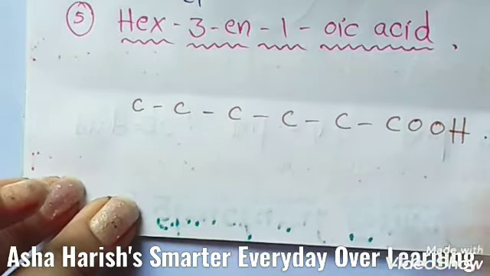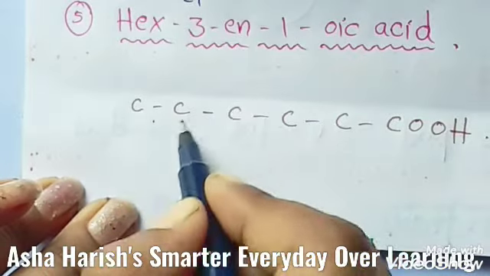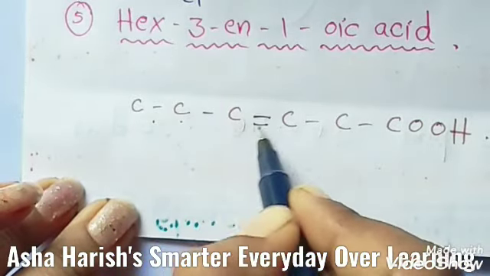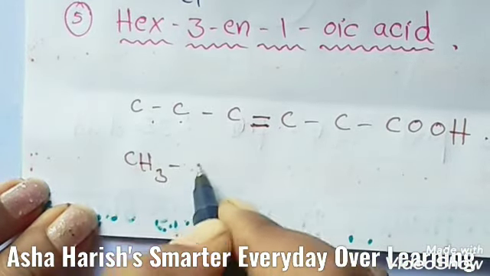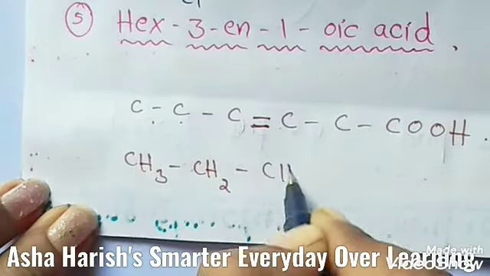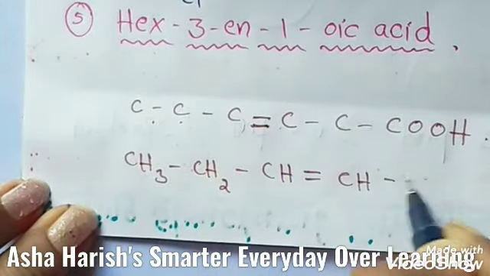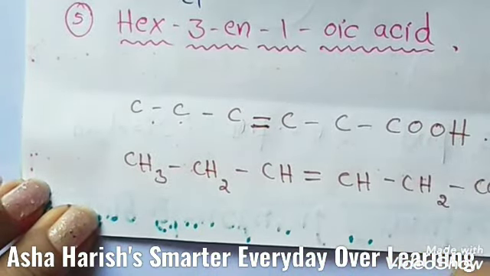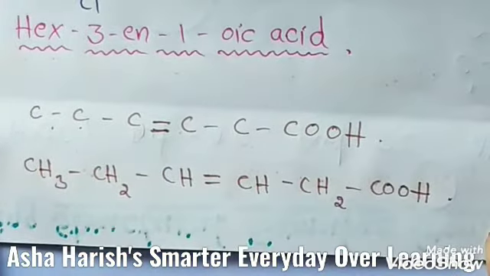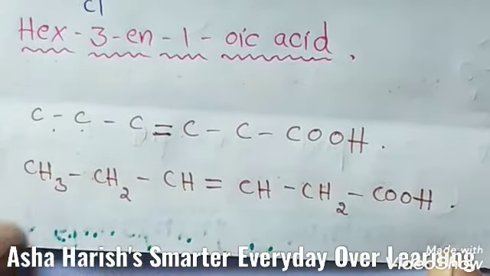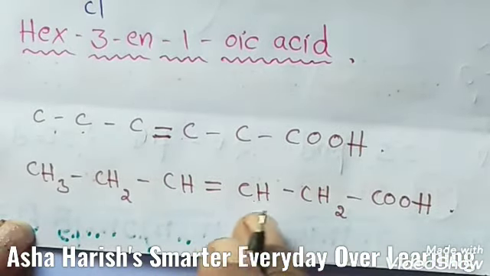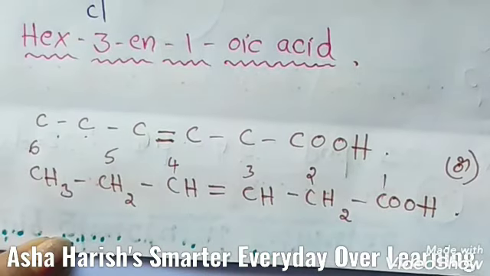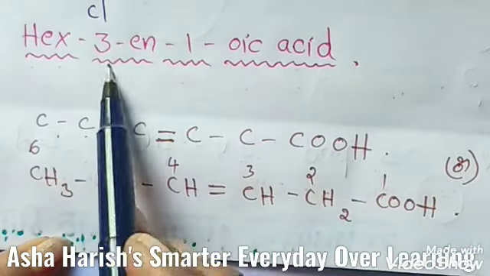Okay, and to this 3-ene. 3-ene means 1, 2, 3. To this third carbon there is a double bond. Then the structure I am going to draw here: CH3, CH2, here CH, double bond, CH, CH2, COOH. COOH is the oic acid here, and if I give numbering to this carbon, 1, 2, 3. At the third carbon, the double bond is located, so 3-ene.